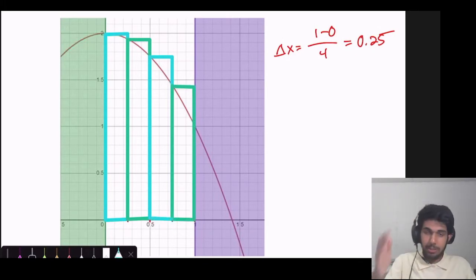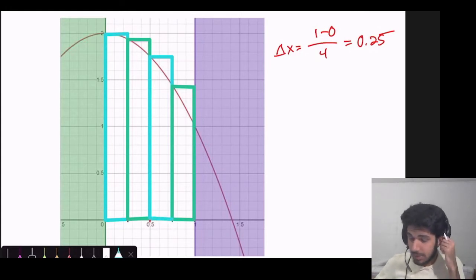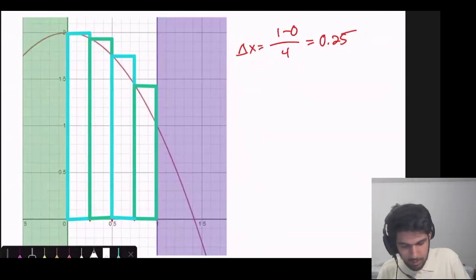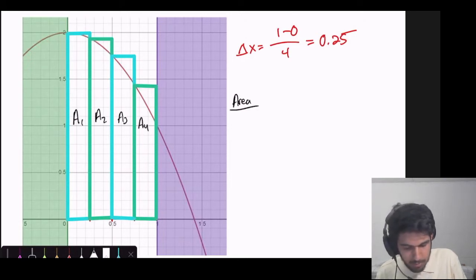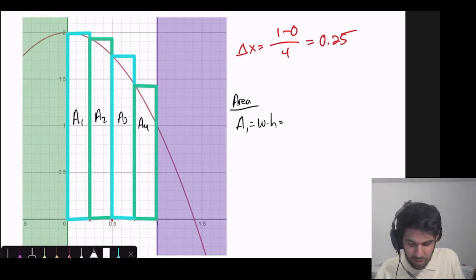Right, so we want to find the area of these 4 rectangles. So, the first rectangle, I'll just call this A1, A2, A3, A4. So A1 is going to be equal to length times width. I guess let's do height times width. Actually, let's just change it up. Let's just do width times height. There we go. The width we know is 0.25, right?